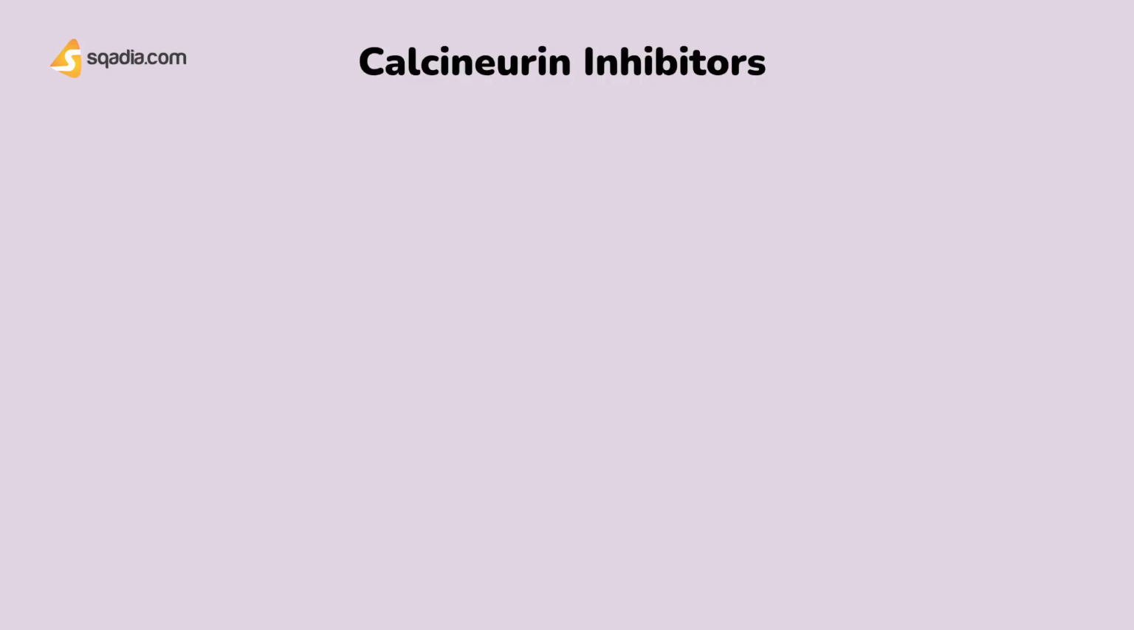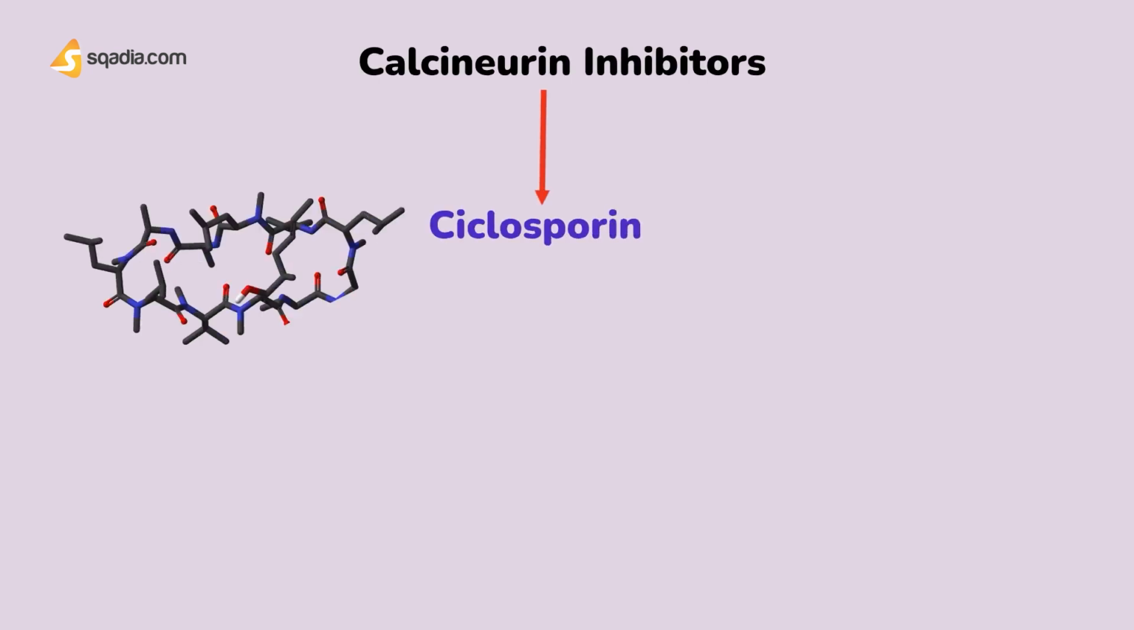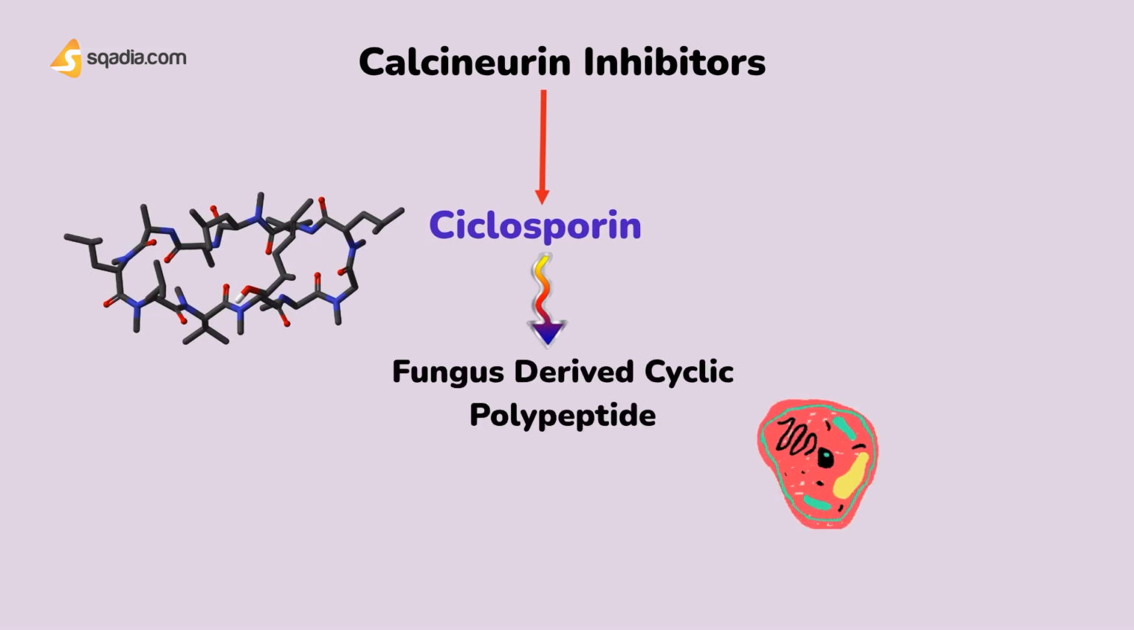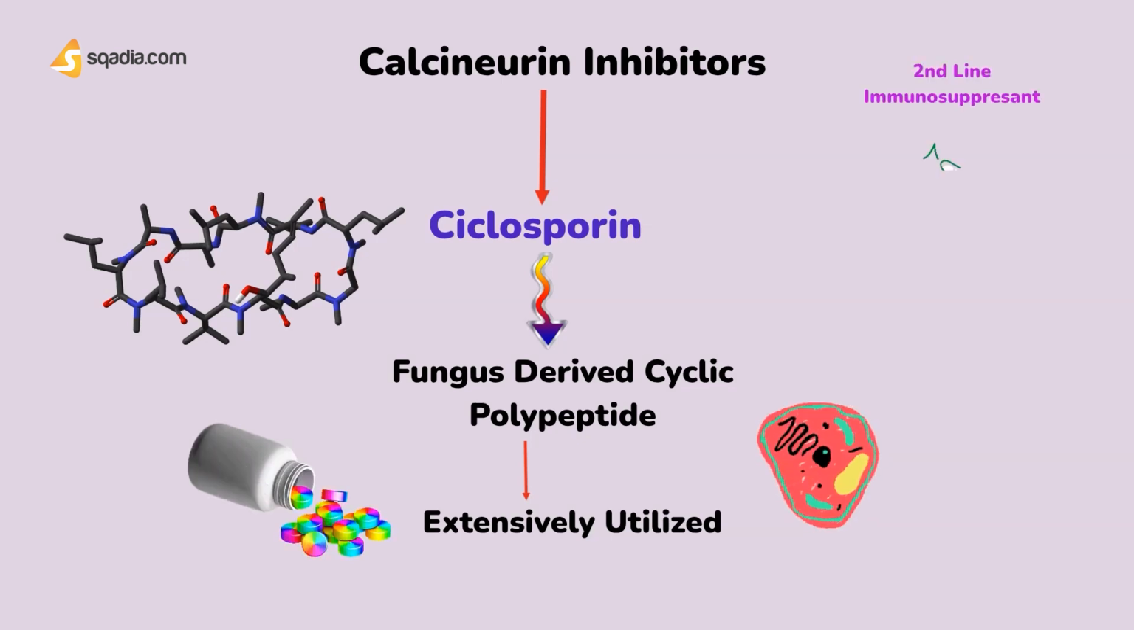Can anyone tell me another immunosuppressant that acts as a calcineurin inhibitor? Yes, cyclosporin. I think it is a fungus-derived polypeptide, and it is very famous. That's correct. It is the most extensively used immunosuppressant, and one important thing, it is not cytotoxic, so it cannot cause myelotoxicity.